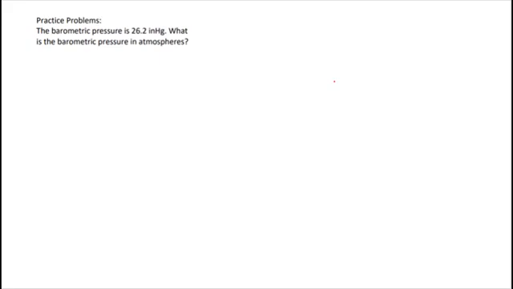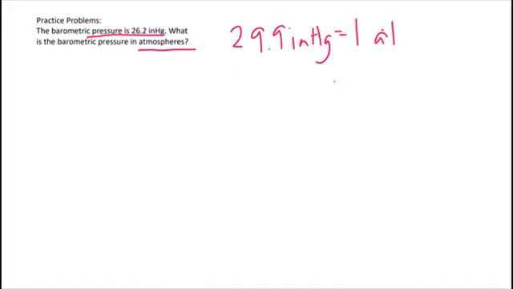All right, so now that we have this history and background, hopefully you understand how this barometer works. We are going to do some conversions. Similar to the other unit conversions that we've done in the past, I want you to pause this and take a minute to try to convert. We know that barometric pressure is 26.2 inches of mercury. What is that pressure in atmospheres? And remember from the slide before, we know that 29.9 inches of mercury is equal to 1 atmosphere. So pause and take a minute to try to solve this problem.